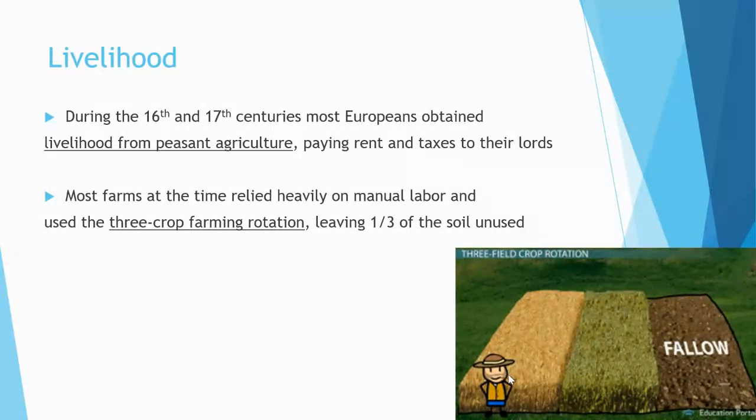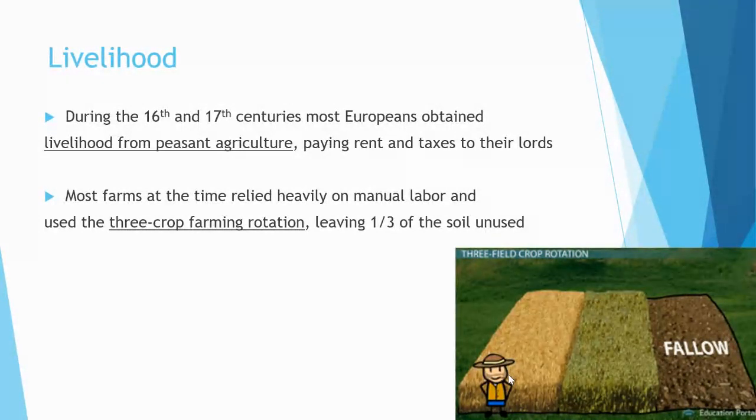So during the 16th and 17th centuries, most Europeans still maintained their livelihood from peasant agriculture, growing crops enough to eat, that type of thing, and paying rent and taxes to their lords, which is an example of feudalism. So life for most people is not going to change, especially people living in Eastern areas like Russia and Poland and places like that.